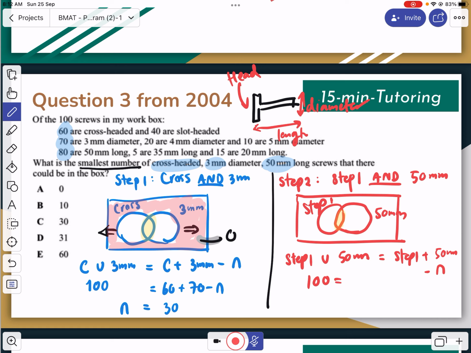So step 1, we have 30 plus 50mm, how many of them? 80 of them, minus this intersecting area. Wait, where did we get the 30 screws? That will be screws that pass the first round, 30 here. So make a note for the connection.